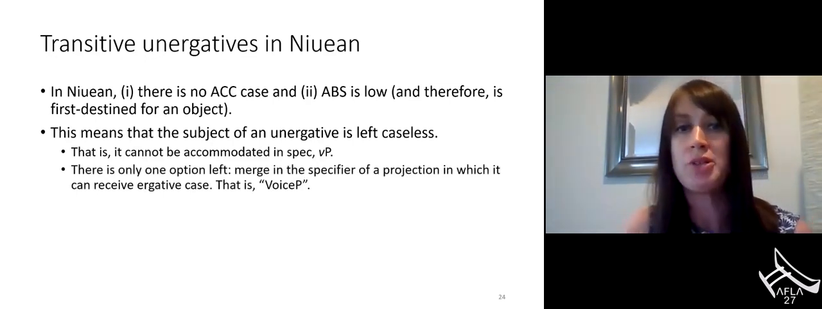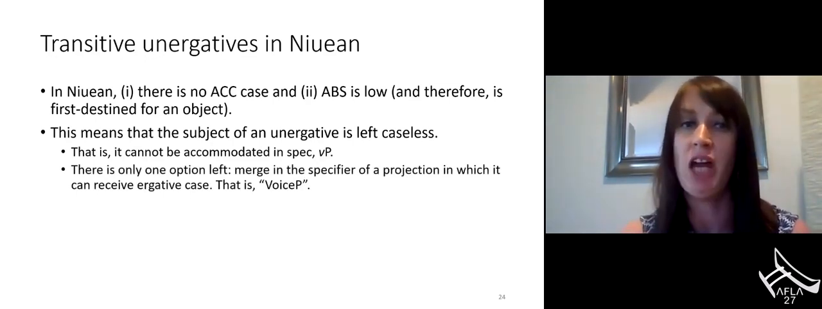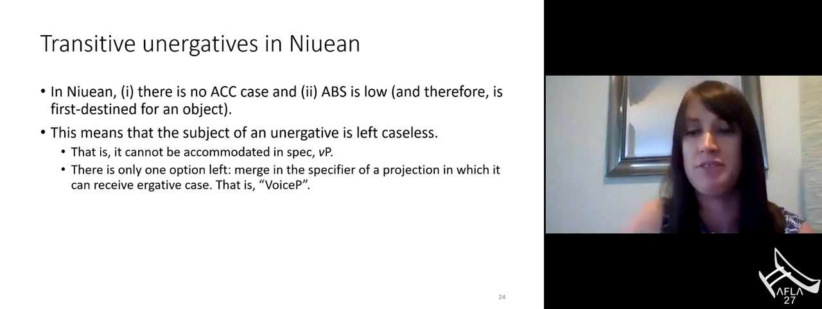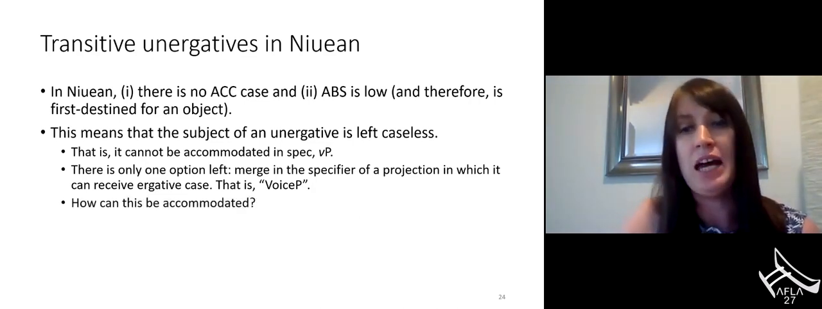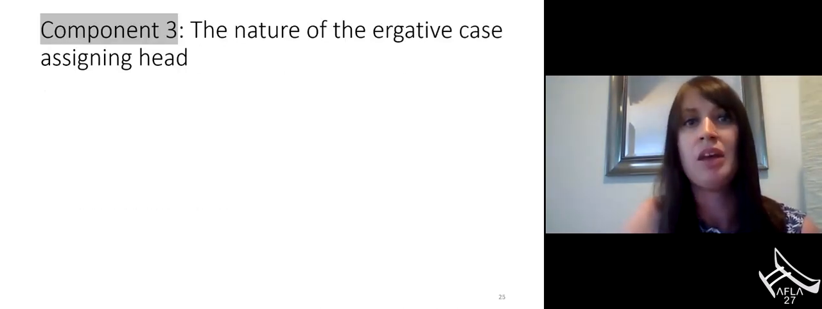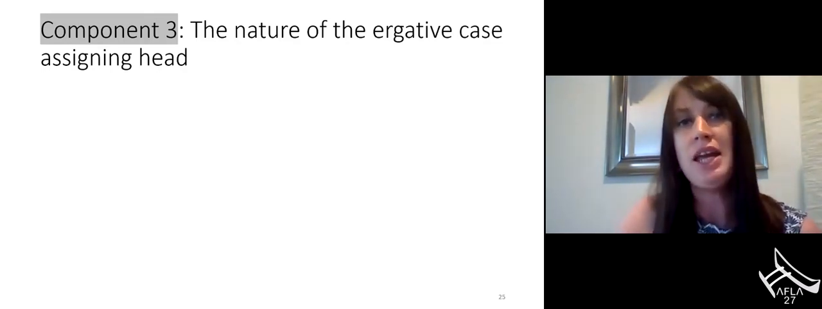So there's only one option left, and that is to merge it in the specifier of a projection in which it can receive ergative case, which is voice P, and you'll see in a minute why we're putting voice P in scare quotes. The question then is, how can this be accommodated? So this brings us on to component 3, which is the nature of the ergative case assigning head.